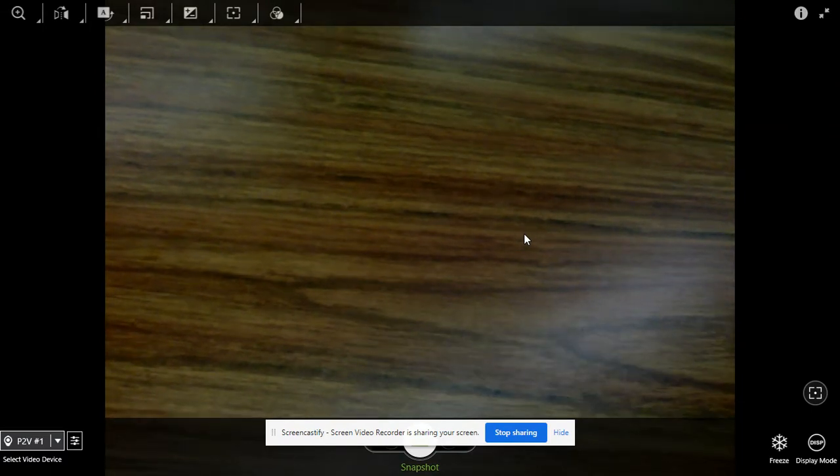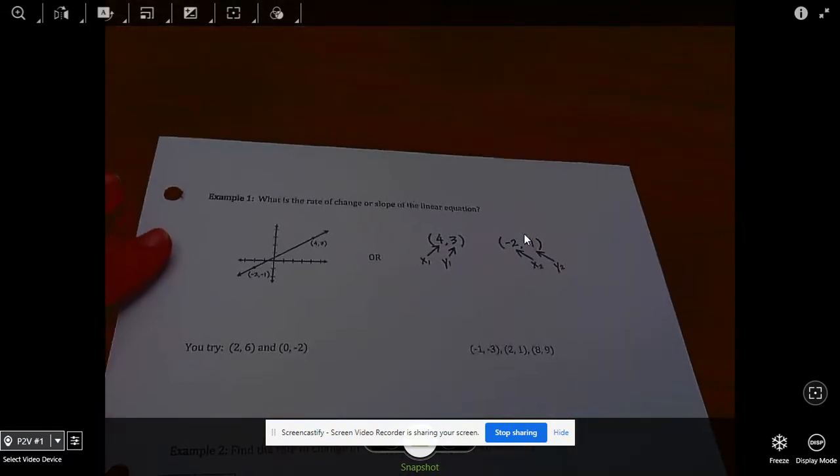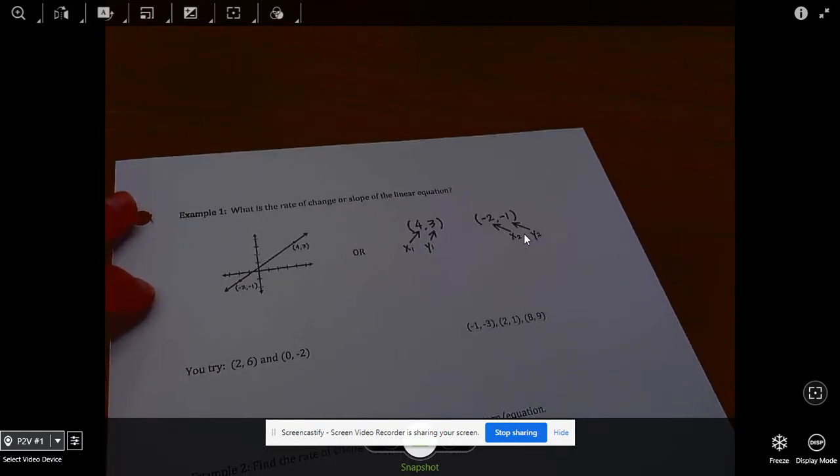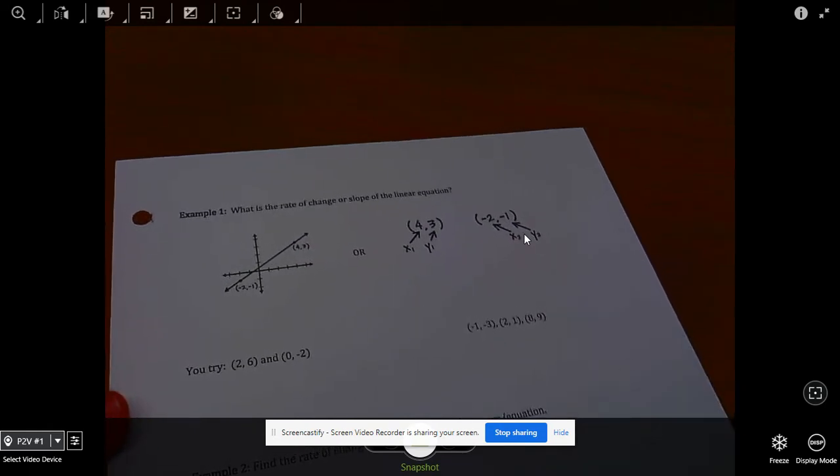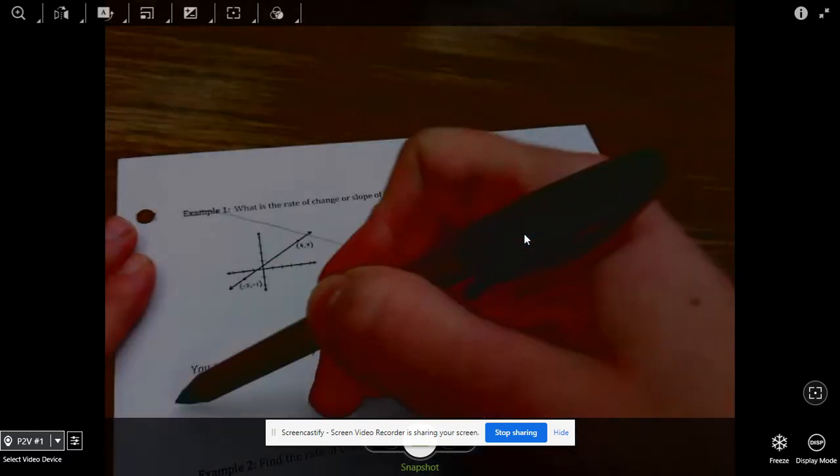Be the same thing, okay? So on your next page, it says, what is the rate of change or slope of the linear equation? Oh, didn't we just do this? Yeah, we did. So ignore this part. It got copied to the next page. So we've already done it.